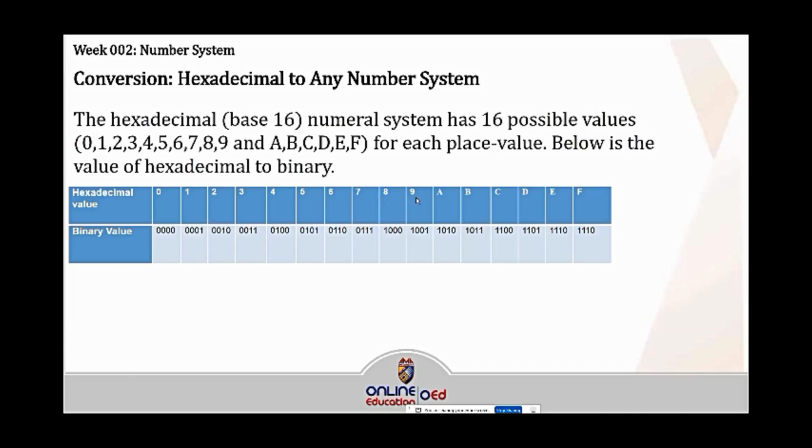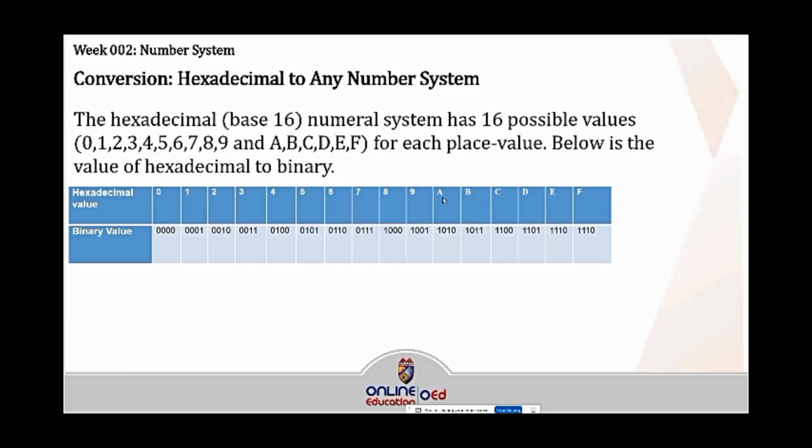Okay, to get this one, the 8. Next is 9. So 8, 4, 2, 1. So it should be 8 and 1. 8 plus 1 is 9. Okay, we put 1 for the 8. We put 1 for the 1 here. And 4 and 2 will be 0. So therefore, we will have 1, 0, 0, 1.